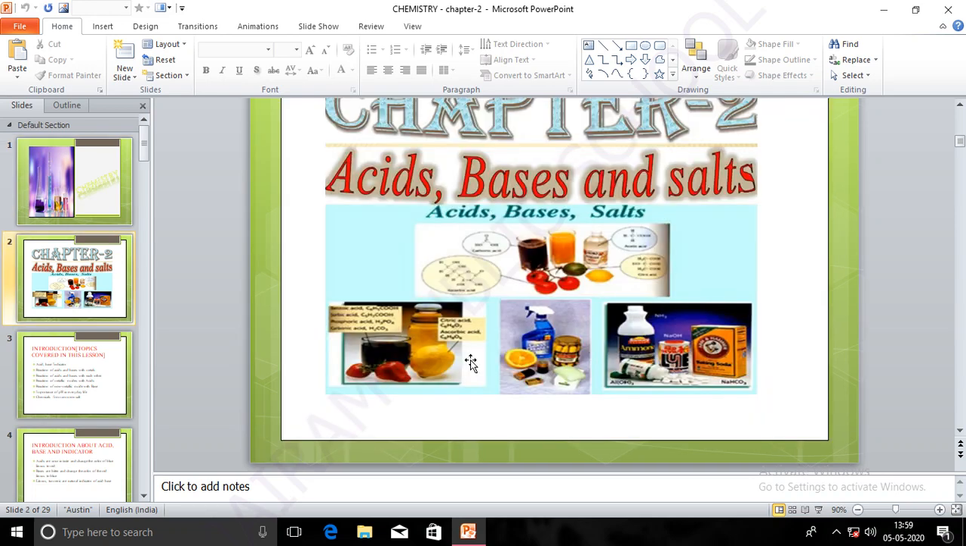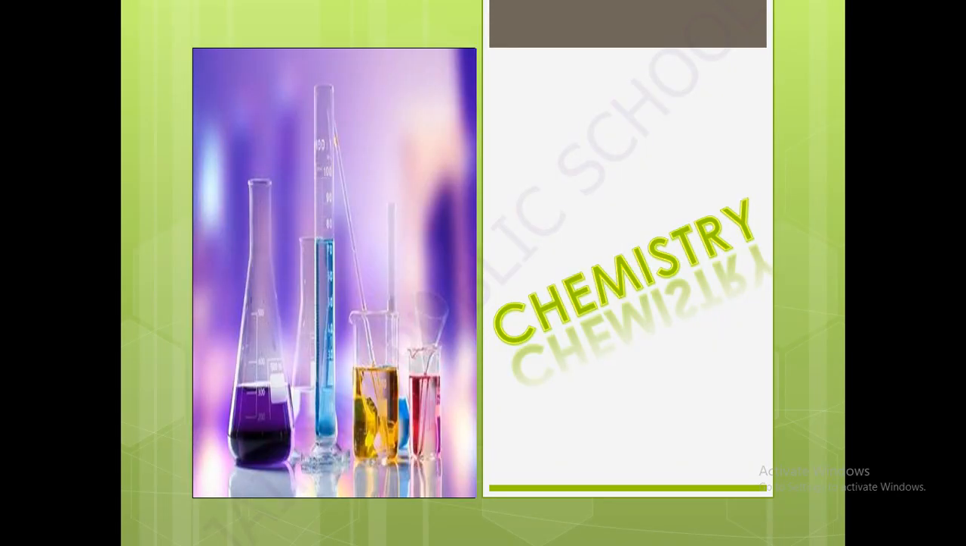So today we are going to see the second chapter, that is acids, bases and salts. So already you know something about acids, bases and salts. Acids are generally sour in taste, bases are bitter in taste, and salts are ionic compounds formed as the neutralization reaction of an acid and a base.